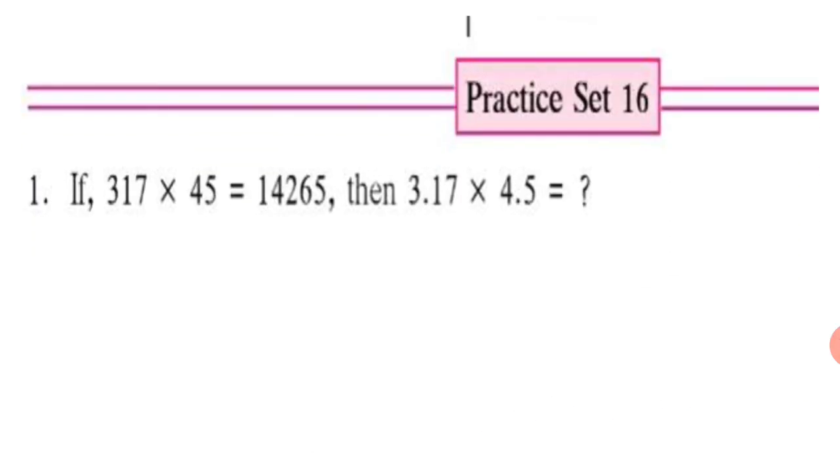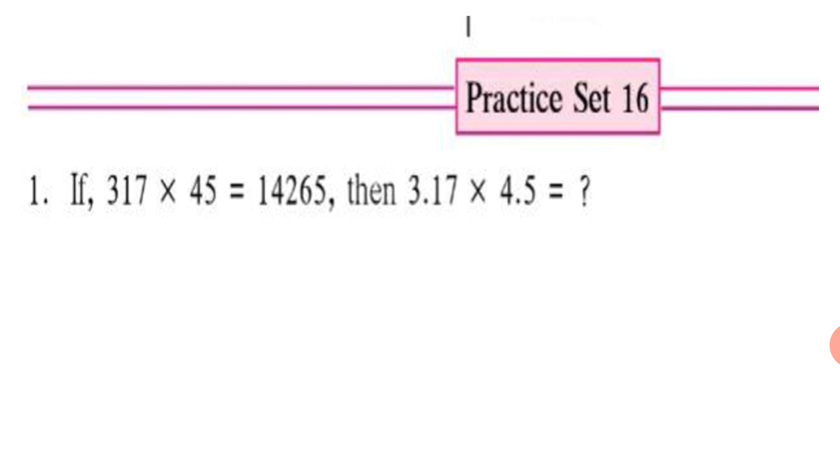All right, so now let us move on to our practice set 16. Question number 1. If 317 into 45 is equal to 14,265, then 3.17 into 4.5 is equal to question mark is given. Now here we have to solve, multiply? No, the answer is already given. Only we have to check now where we will place our decimal point in the answer.